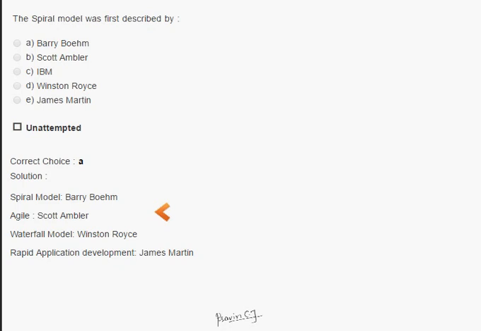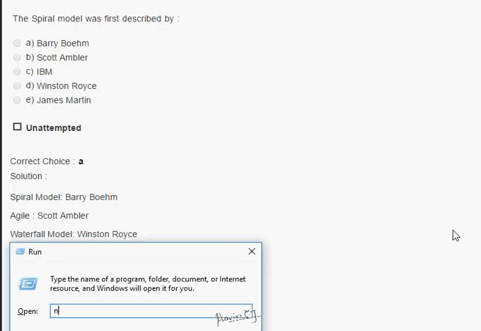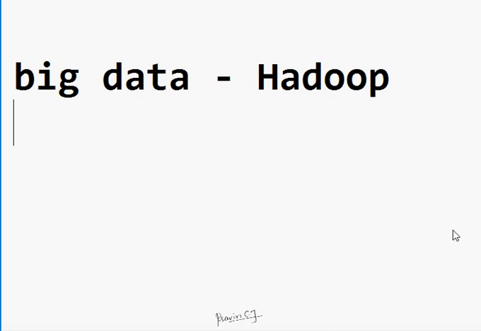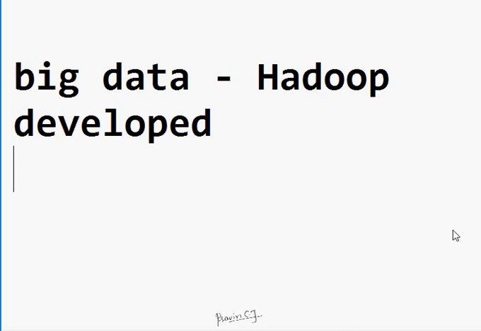We will move to the next question. I would like to ask you another type of question, that may not be similar to that one. New technologies are coming in the market, like big data or Hadoop, whatever you call it. Who developed big data or Hadoop? You should know it. Under which language is it developed? You have to know that too.